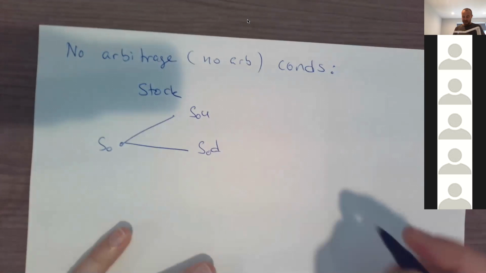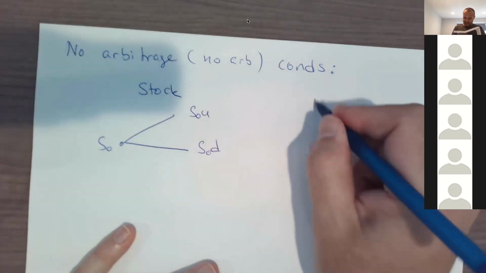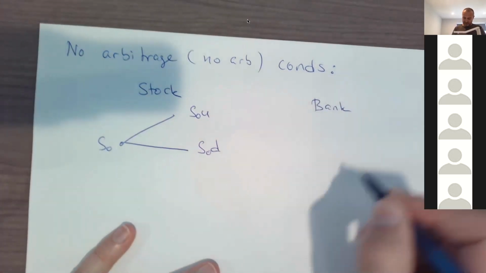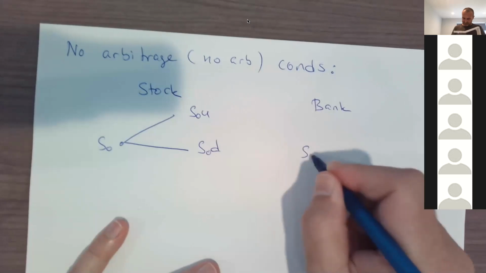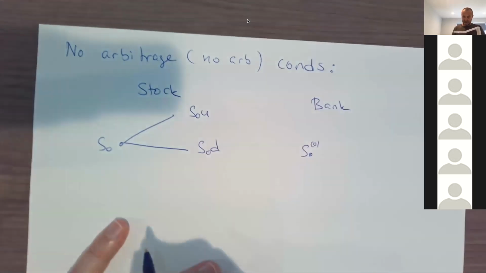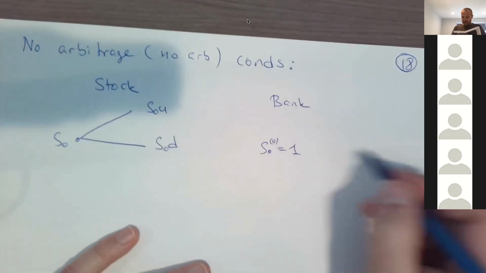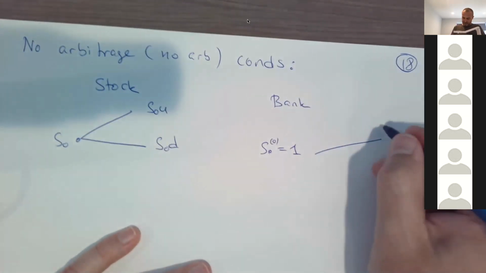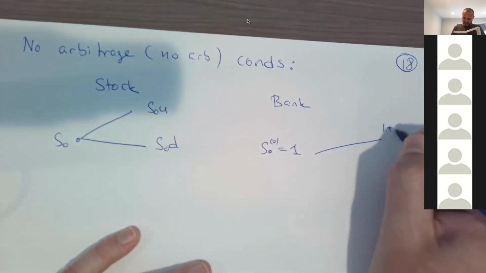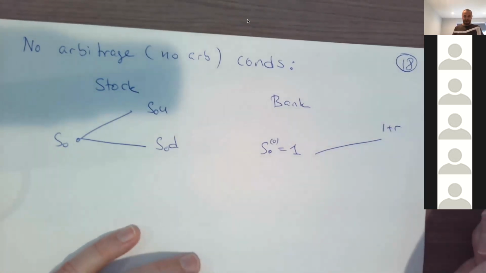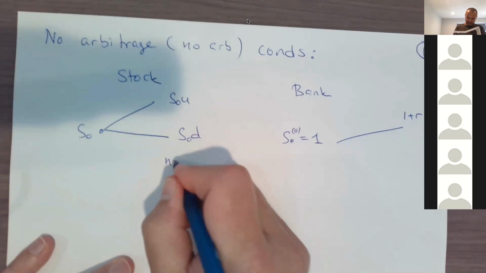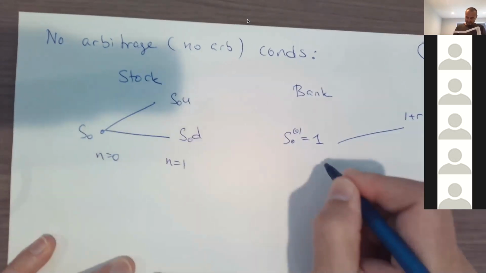And then over here, we'll have the bank, the money market account. He starts out at S0, which for practical purposes we can always take to be 1. And then he goes up to 1 plus R. So this here is at time 1, this here is at time 0.